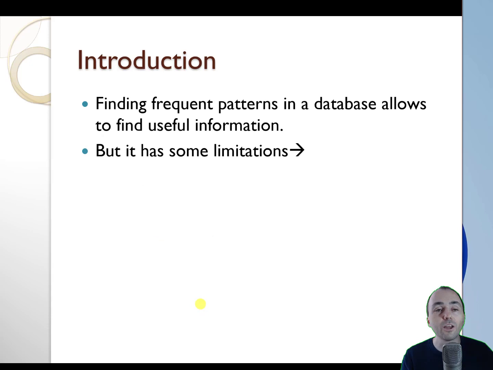So I talked to you just before about frequent item set mining. It is useful. It has many applications. For example, you find that some people like to buy products together, like bread and maybe some beer or something else. So this is useful, but it also has some limitations.